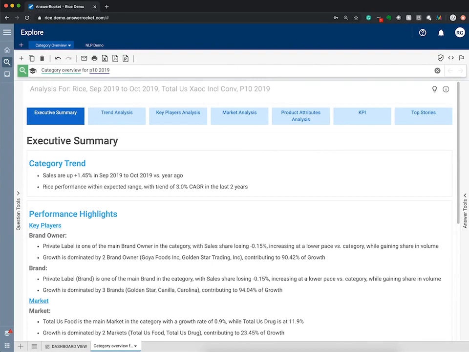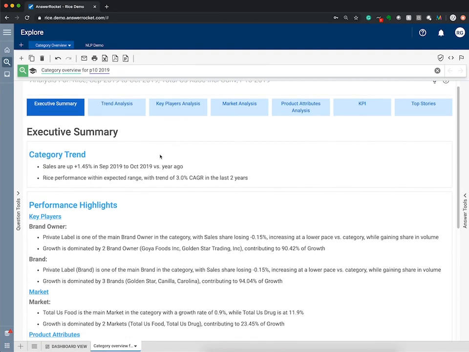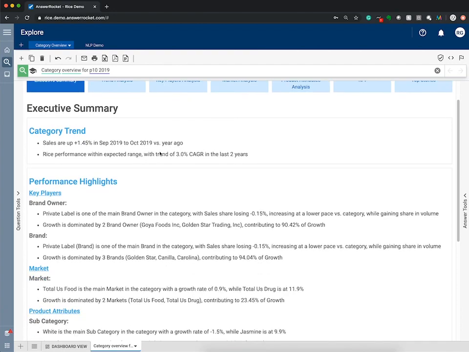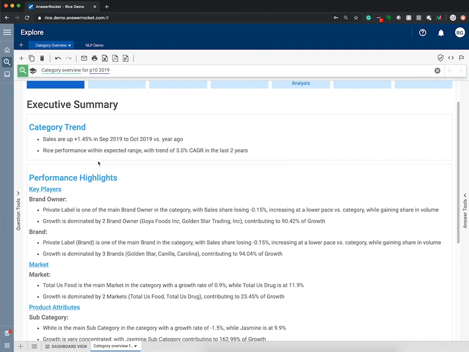All right, so now that the algorithm has run, the first thing we get back here is a bunch of tabs across the top of this display. You can see things like executive summary and trend analysis and so on and so forth. Those are each different pieces of analysis that the algorithm has run in an automated fashion, things that might take a human a week or two to go off and do manually, right, the way things are done today. So the first thing we got back here is the executive summary, and this gives me the headlines, the distilled insights, what's really important and going on in the category. So the first thing I see is that sales are up and rice performance is within the expected range.